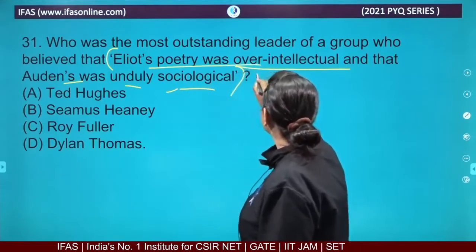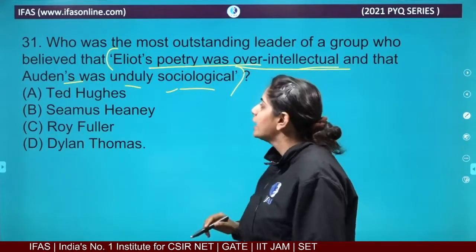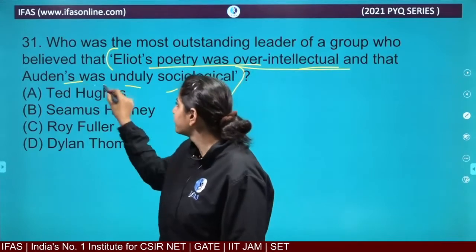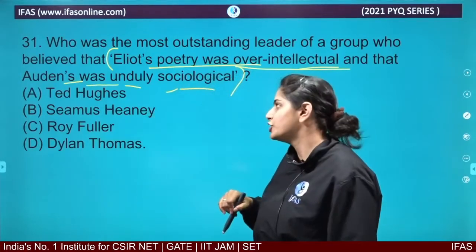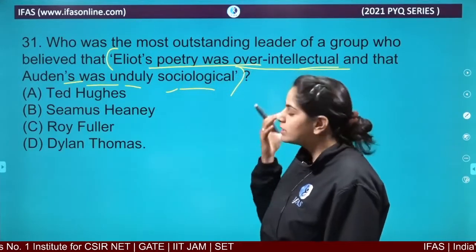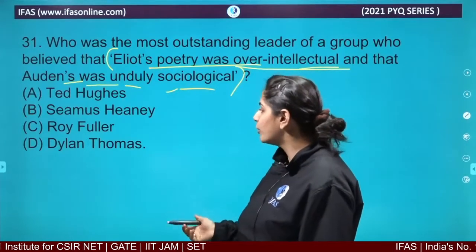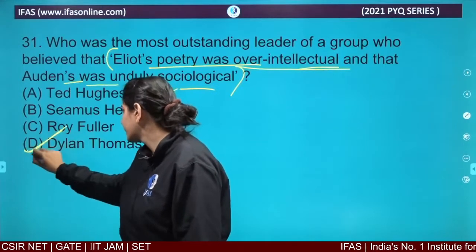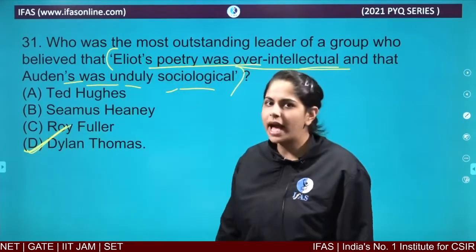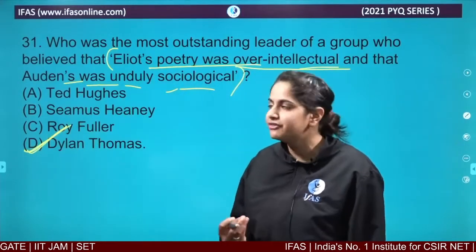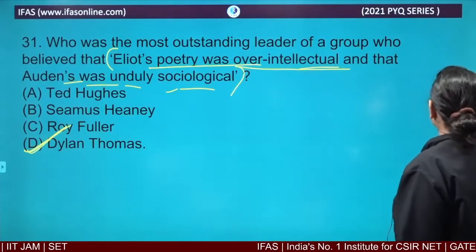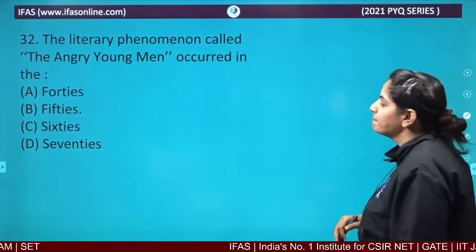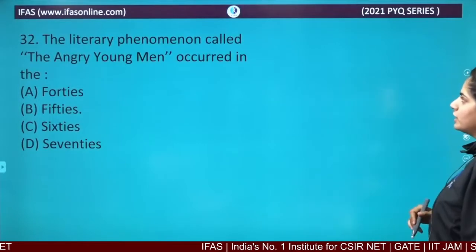Eliot's poetry was over-intellectual and Auden was unduly sociological; there was a group who believed in this concept, and who was the person from that group? It was Dylan Thomas. I know you might have heard the name for the first time, but it's okay. As of now, just remember it like that. Now let's pay attention to the next question.